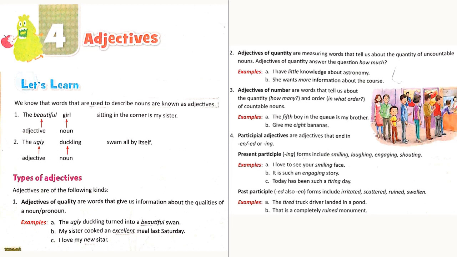For example, second example, let us take it from here. The tired truck driver landed in a pond. Tired is a past participle. So this past participle word tired is describing the driver here. So it is a describing word. That's why this is a participial adjective.